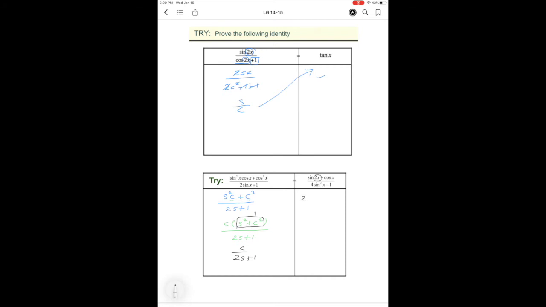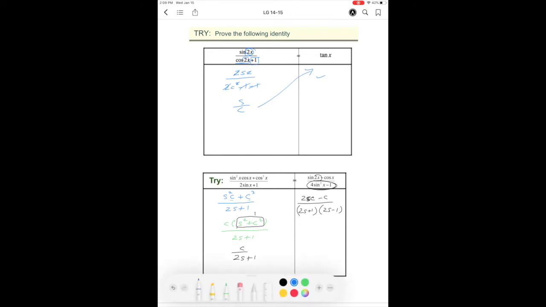Now on this side, I have a double angle. So it's 2SC minus C over. This is difference of squares. So it's going to be 2S plus 1, 2S minus 1.